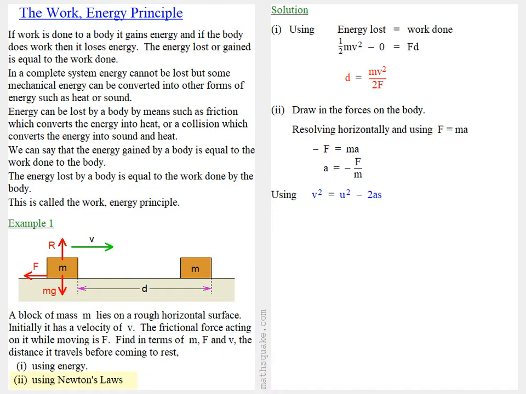Now if we use the equation v squared equals u squared plus 2as, we've got the final velocity is naught, the initial velocity is v, the distance covered is d, and the acceleration is minus F over m. Substituting that in, we get naught squared equals v squared plus 2 times minus F over m times d. And that simplifies to 2Fd over m equals v squared. Now if we multiply by m and divide by 2F, that gives us d equals mv squared over 2F.